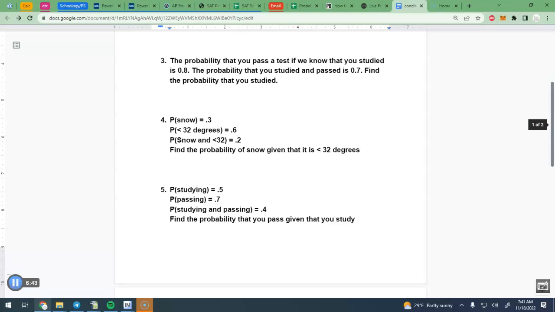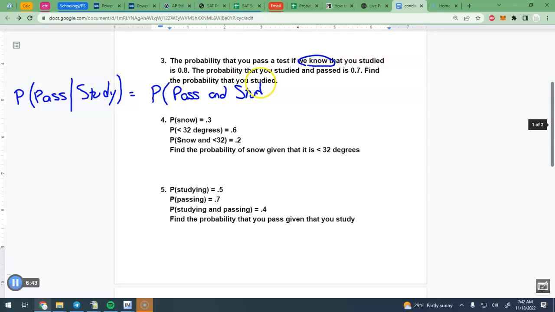Alright, so this one's a little tougher, just because you're working it backwards. If I write out the whole formula first, I think it might be easier to see. So I'm looking at studying and passing, and what I know is that I studied. So the probability of pass given study equals the probability of pass and study, which is both, over the probability of the second thing, the one that's given.